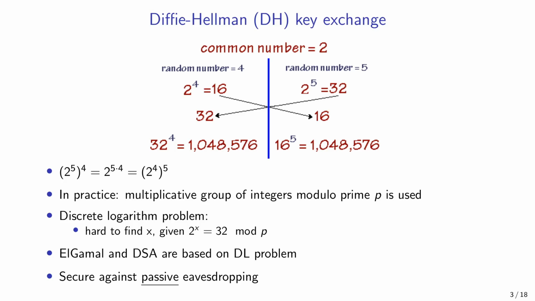Therefore, it is very important to authenticate this value we receive from the other party. The same as for RSA, we have to verify the public key belongs to the party we want to communicate with.